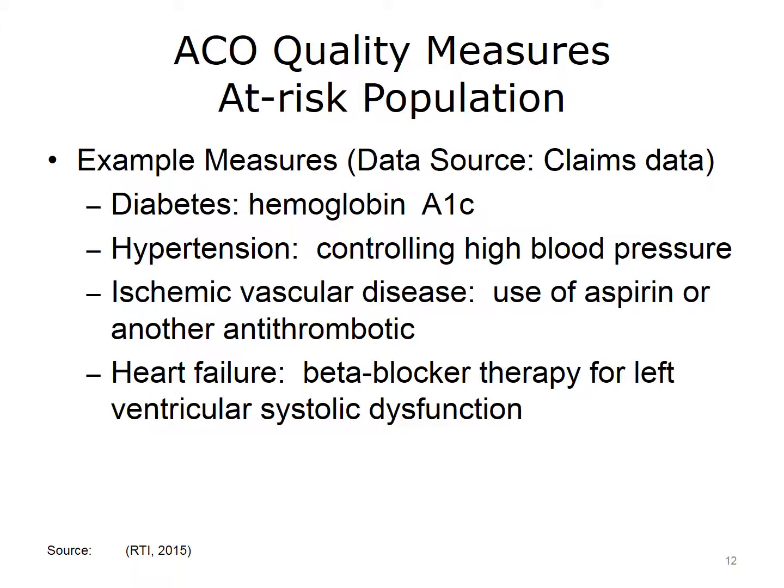The at-risk population domain includes 8 measures focused on ACO patients in the following at-risk populations: coronary artery disease, diabetes, heart failure, hypertension, ischemic vascular disease, and mental health. In each at-risk population, there are measures of various patient care processes and outcomes. These measures are intended to keep ACOs focused on improving the clinical care of patients with these diseases. They are collected through claims data.